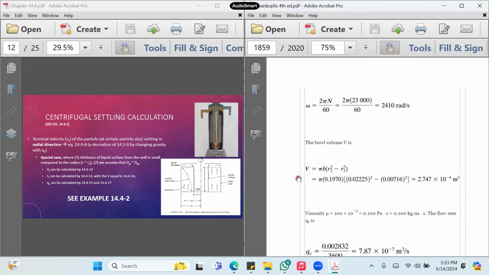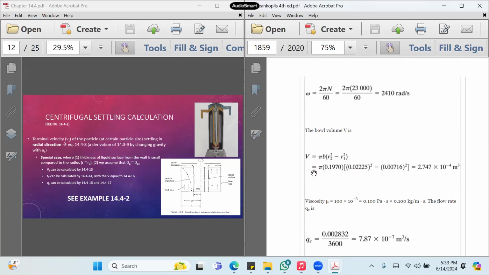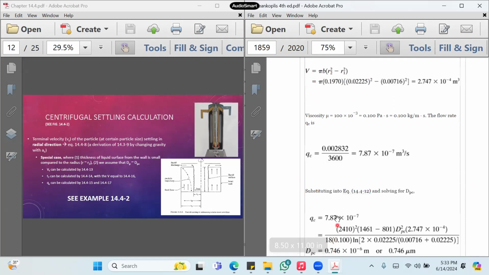From the problem, we can calculate the V, because it's also needed here in the calculation of QC. And then we also know the viscosity of the solution. We will change this to the SI unit. And then the flow rate of QC.